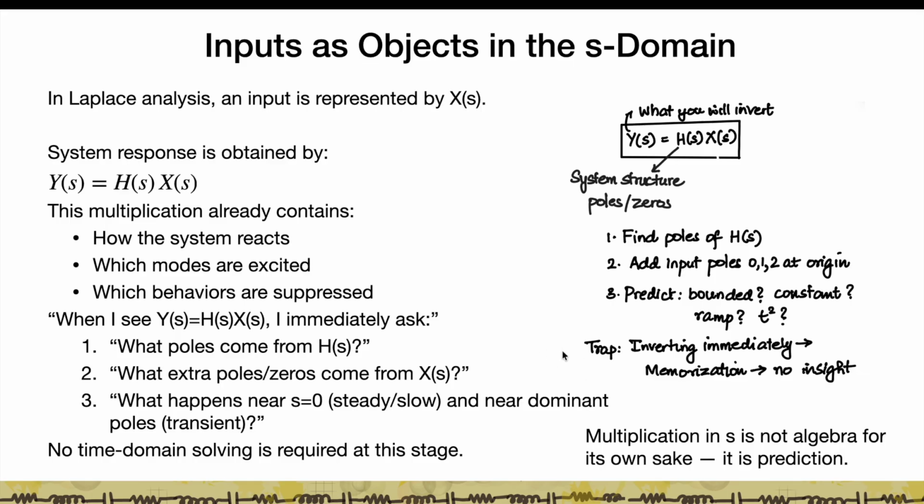So this multiplication is not algebra for its own sake, it is prediction. Even before inversion, you can say, will the response be bounded? Will it settle to a constant? Will it grow linearly? Will it blow up like t squared? Those are structural questions, and the S domain answers them quickly.